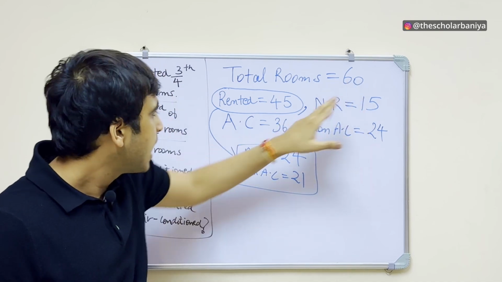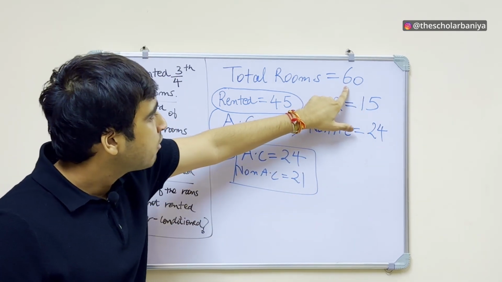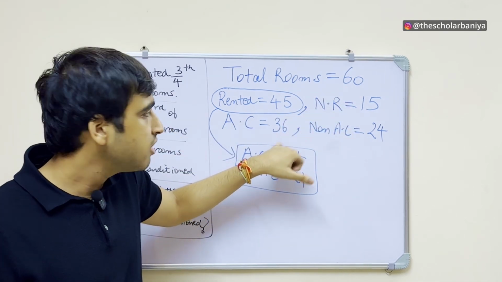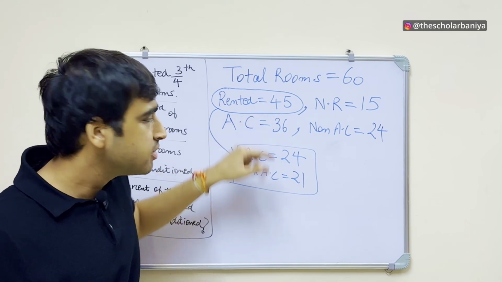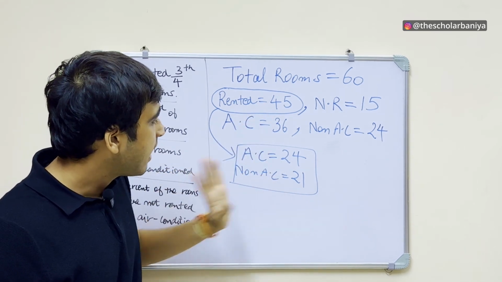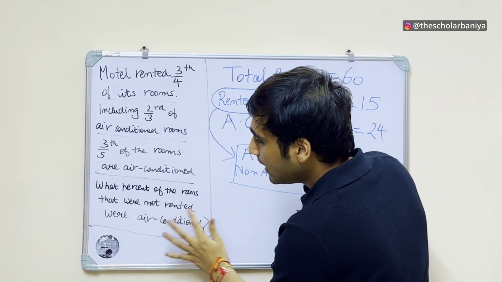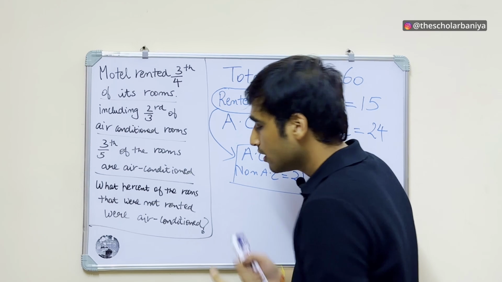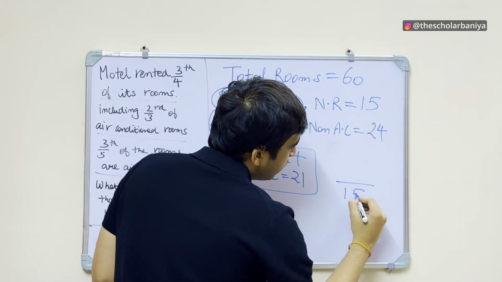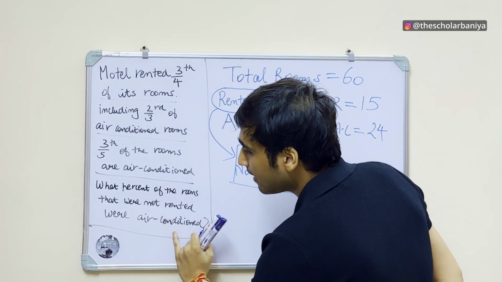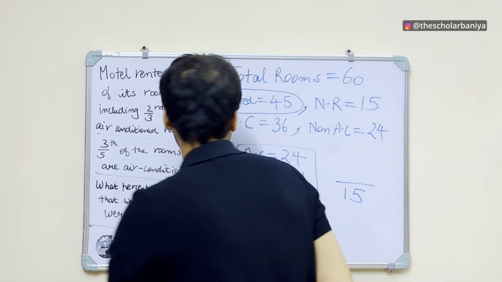So total 60 rooms, out of which 45 are rented and 15 are not rented. Out of these 60 rooms, 36 are air conditioned, 24 are not air conditioned. And out of these 45 rented rooms, 24 are air conditioned and 21 are non-air conditioned, right? So we were asked what percent of the rooms that were not rented were air conditioned. So how many are not rented? 15.